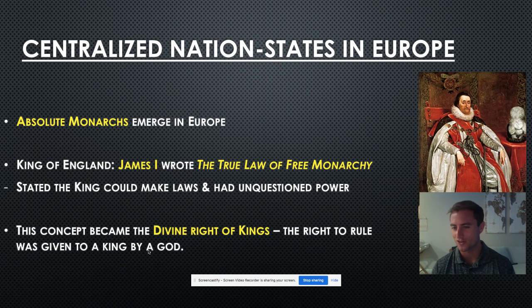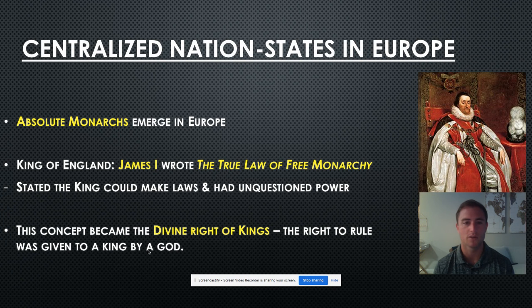And then we see the controversy with James I. Now, James I is a king of the Stuart family. He's the king of England, and he's going to be the first guy that's going to start to kind of contradict the Magna Carta and the rights that these English citizens are supposed to have.